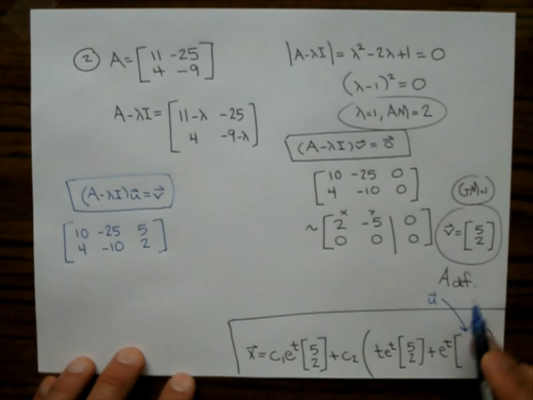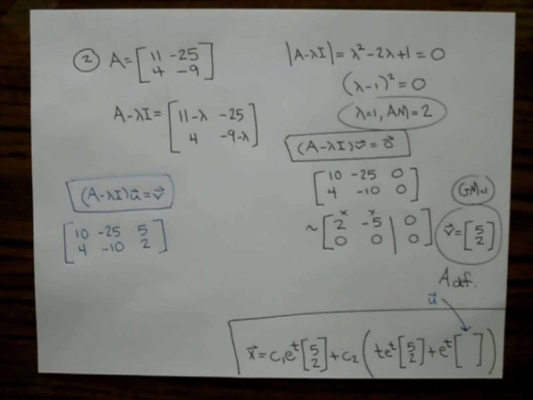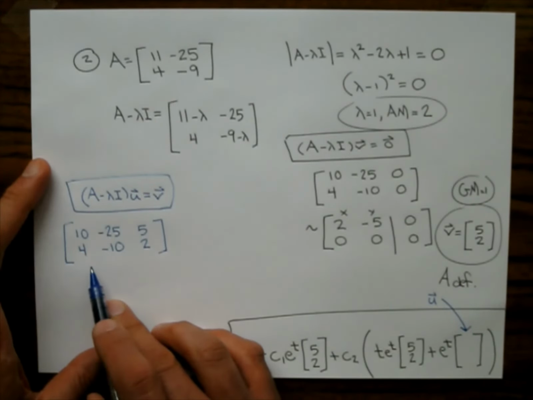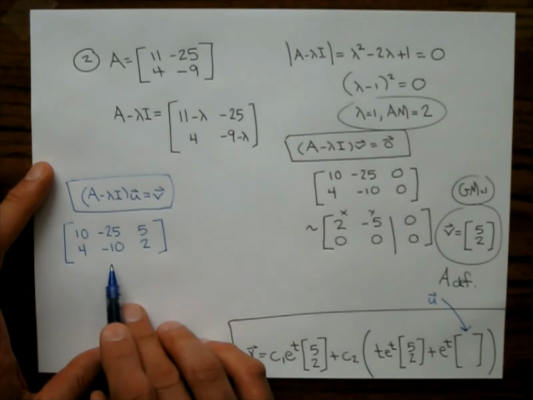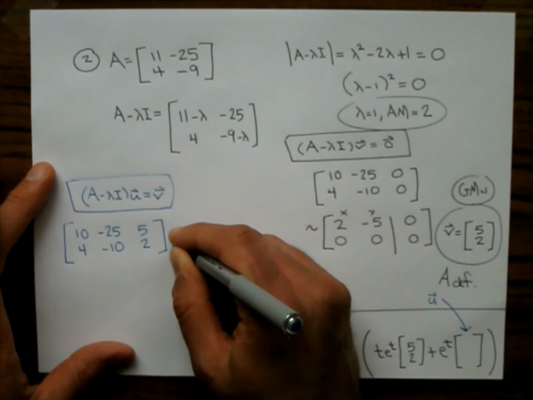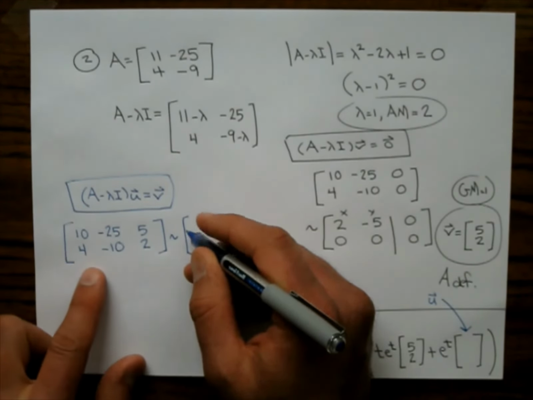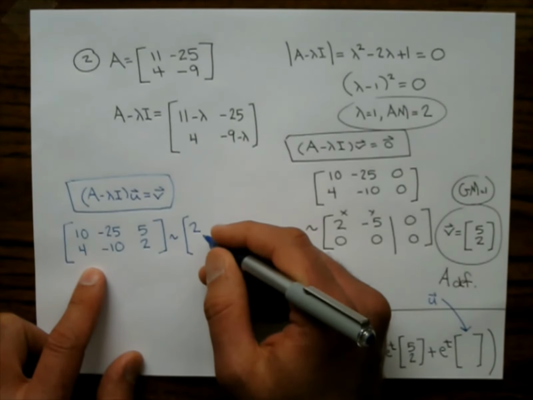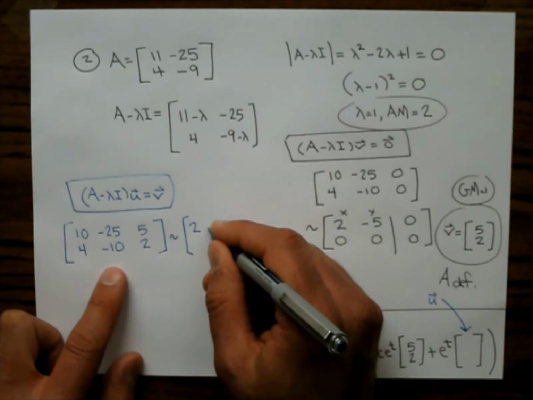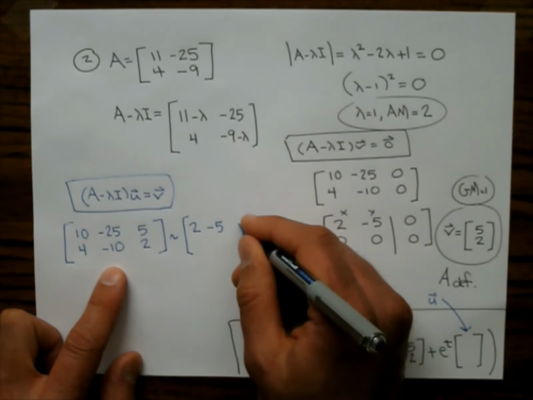Now, if I decided to put 10, 4 here and 10, 4 there, then I'd have to put a 10, 4 there. Okay. Let's go ahead and, well, we recognize that both of the rows are multiples of each other. And so when I go ahead and do this, I'll take the last row and I'll scale it down: 2, negative 5, and 1.